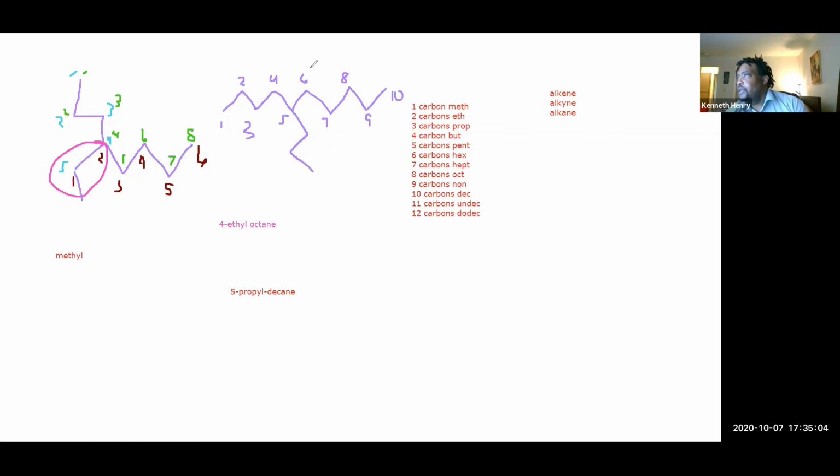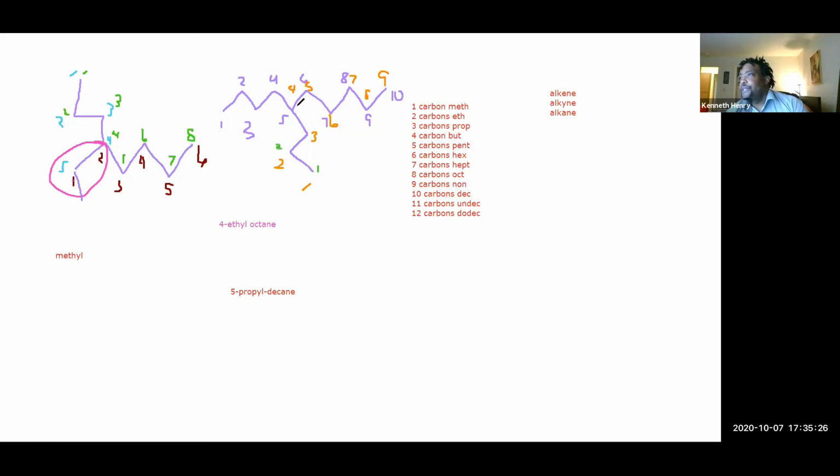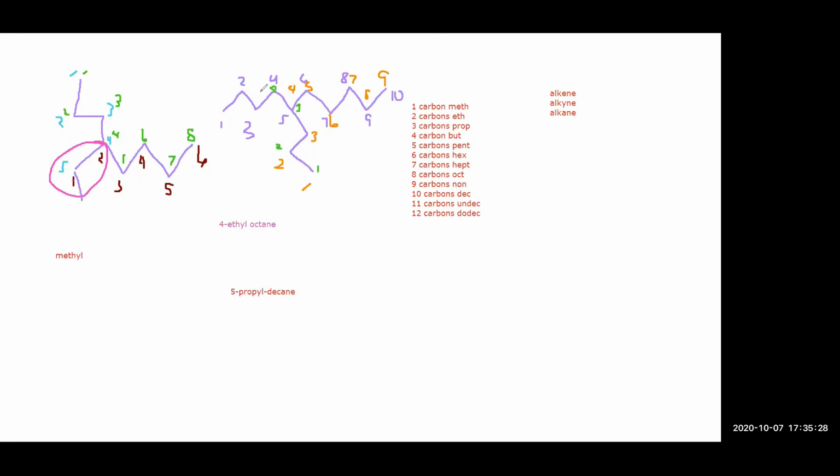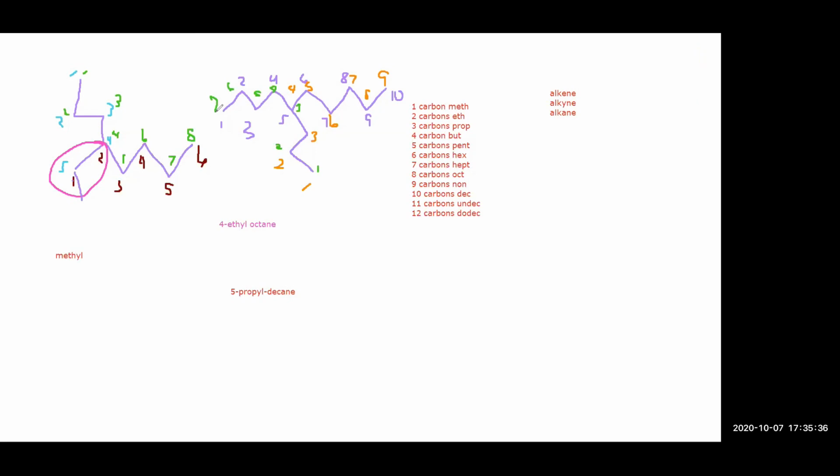If I started here, let's put this in a different color. 1, 2, 3, 4, 5, 6, 7, 8, 9. That's too short. If I went the other way, 1, 2, 3, 4, 5, 6, 7. Way too short. So you always want to find the longest chain first. Okay? Thank you. Let's try this one more time.